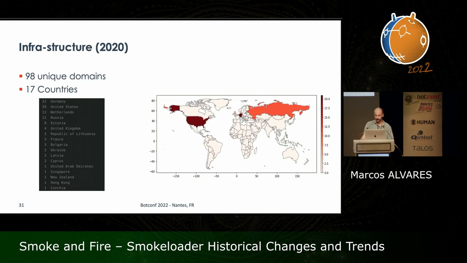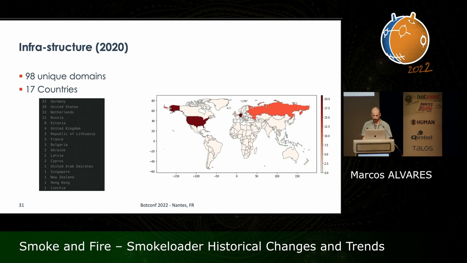The first data set I want to show you is about infrastructure. We're talking here about the geolocation of domains, hosting, responsive Smokeloader controllers. We're not talking about just extracting the config, getting all the URLs there, checking if a domain resolves to some IP and plotting the geolocation of that IP in the chart. We're talking about controllers that we really communicate with, and we know that they are Smokeloader. And we had 98 unique domains located in 17 different countries.